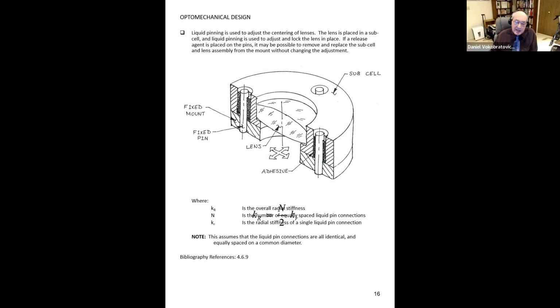You can see we've got a lens and a mount. We've got a ring of liquid pin connections. We shift the lens mount around to center the lens. When we're happy, we add the adhesive and lock the whole thing together.